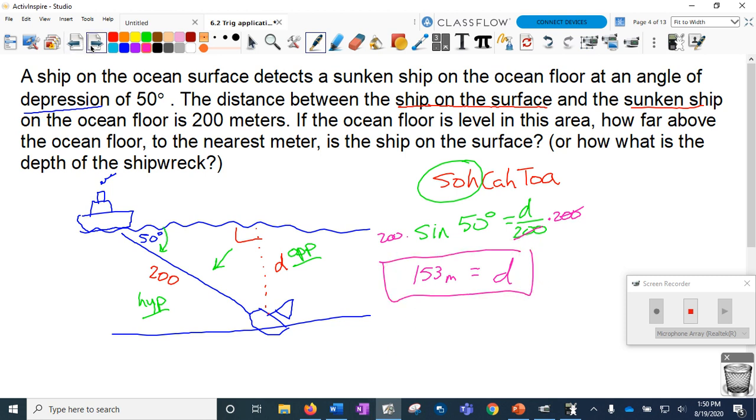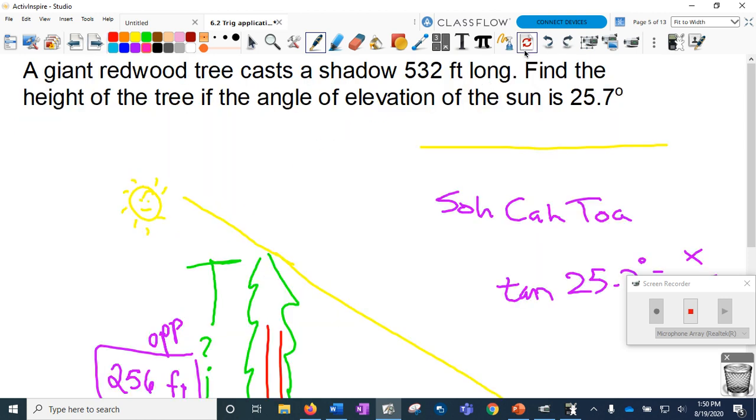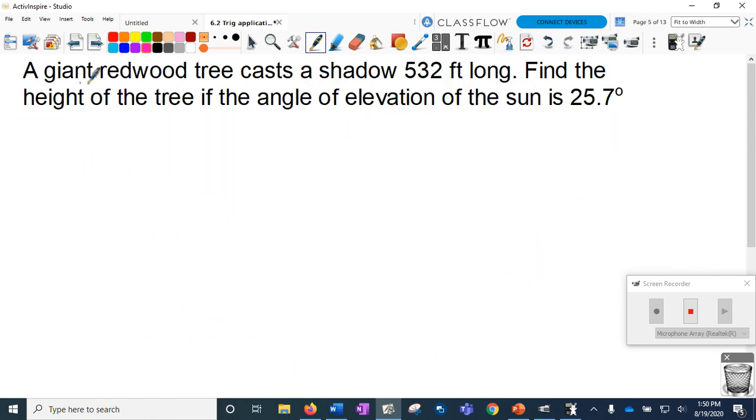All right, let's try another one. Oh, no spoilers. All right, a giant redwood tree casts a shadow 532 feet long. Find the height of the tree if the angle of elevation of the sun is 25.7 degrees. So you have an image already. You have a giant redwood tree. Let's go make it red. Here's our giant redwood tree, right?